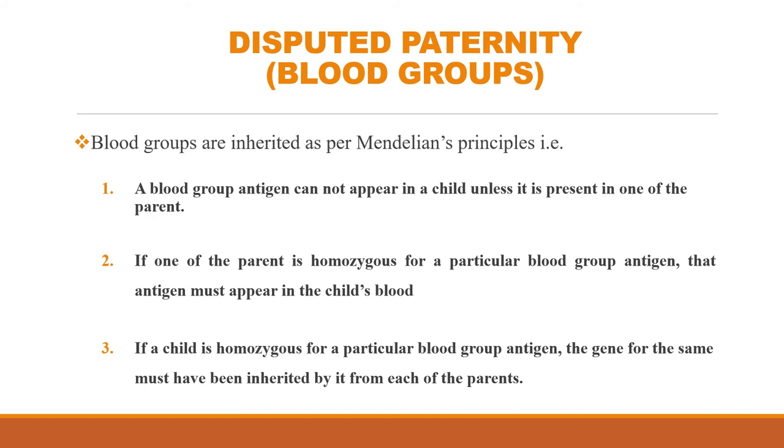Disputed paternity based on blood groups. The blood groups are inherited as per Mendelian principles, that is, a blood group antigen cannot appear in a child unless it is present in one of the parents. Second point, if one of the parents is homozygous for a particular blood group antigen, that antigen must appear in the child's blood. Number three, if a child is homozygous for a particular blood group antigen, the gene for the same must have been inherited by it from each of the parents.